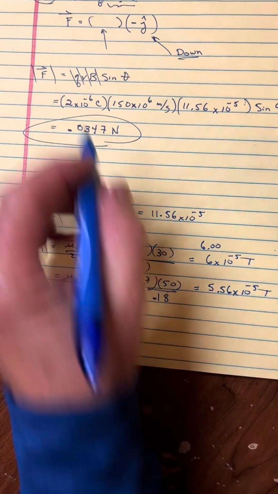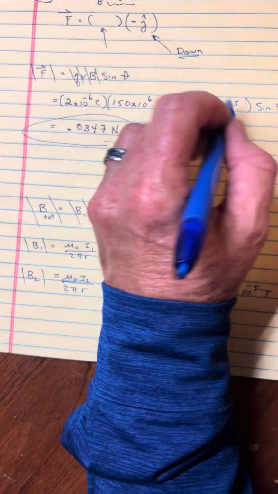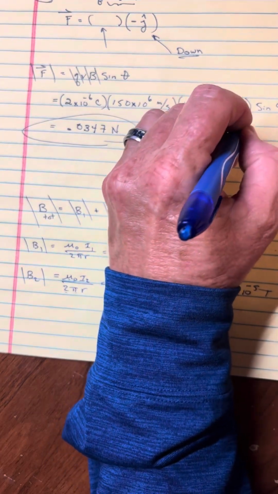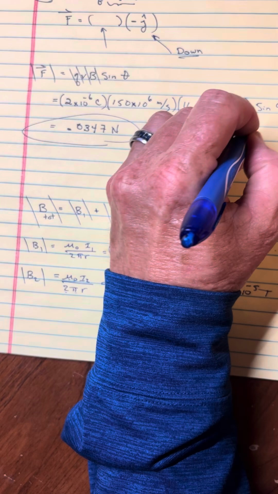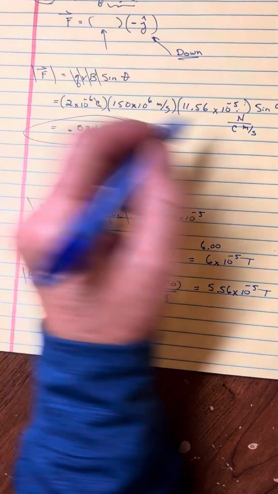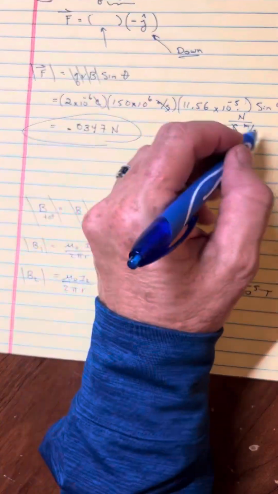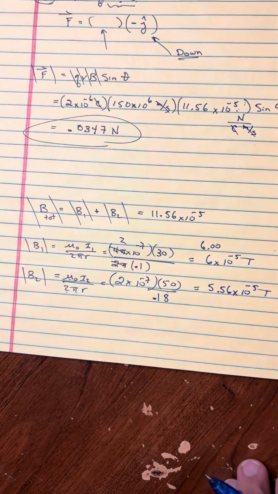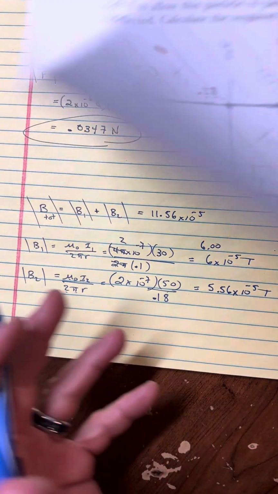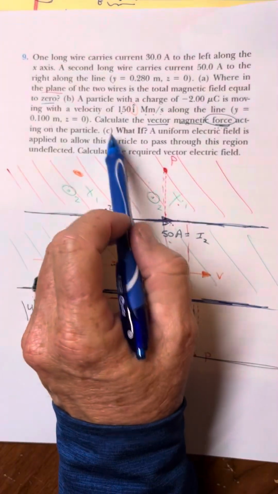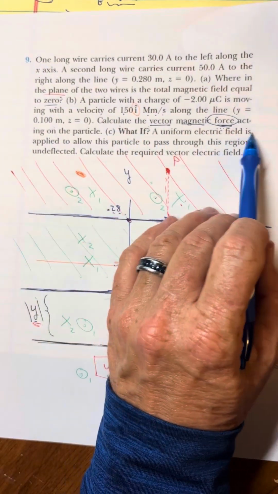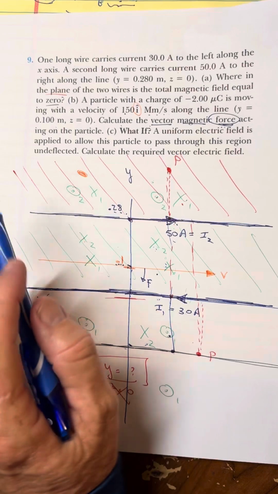And of course, maybe I should have put here what a Tesla is, which is a Newton over a Coulomb per meter second, so that coulombs cancel off and meters per second cancel off, and we're left with newtons. So there would be the answer to B, calculate the vector magnetic force acting on the particle.